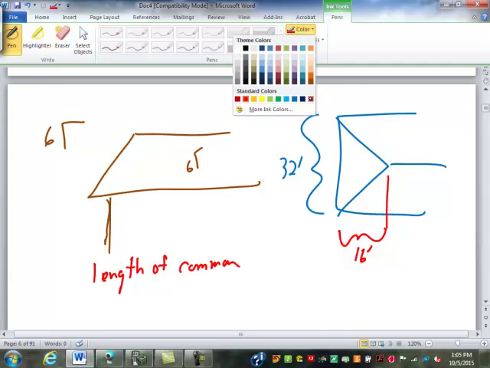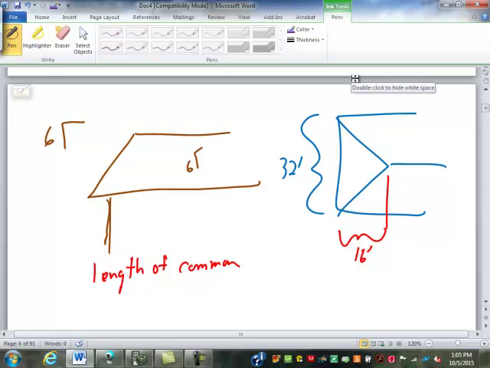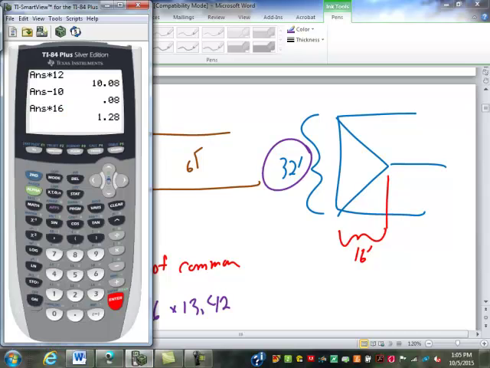Well, we look up 612. What do we find? Under 612, we get 13.42 times what? The span is 32, so it's going to be times 16. So 16 times 13.42 is 214.72, so I'm going to divide by 12.